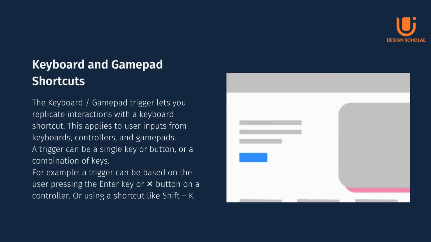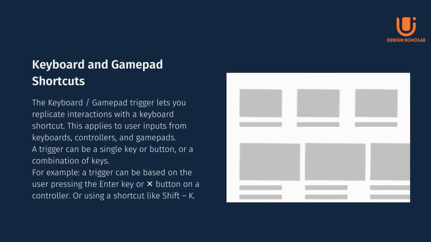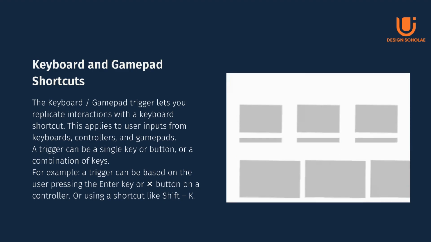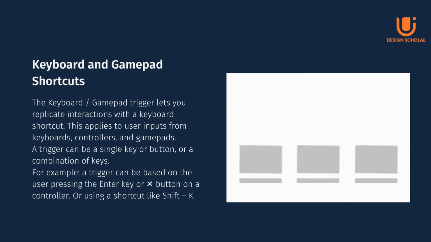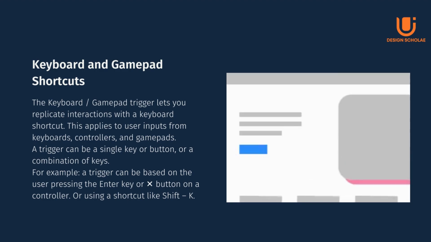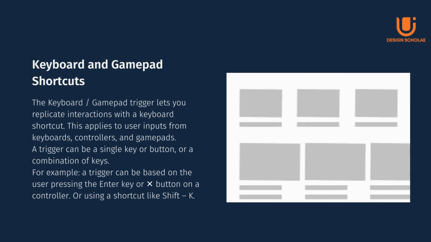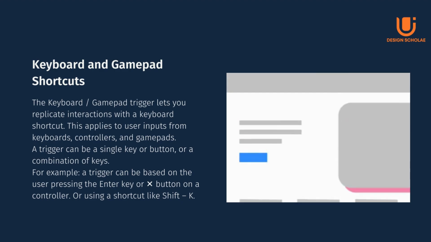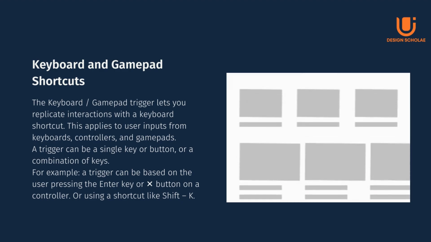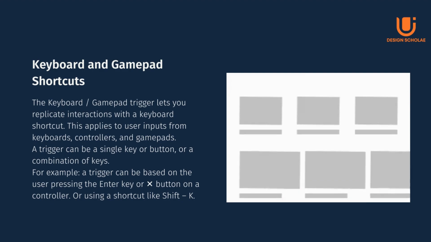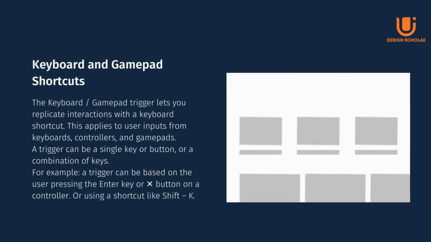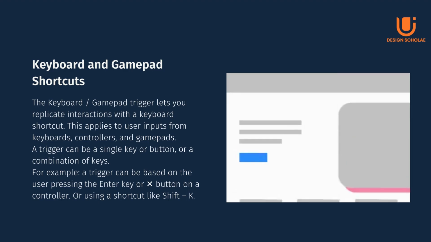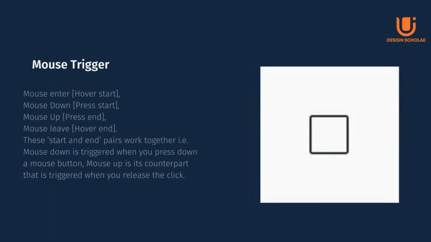Keyboard and Gamepad shortcuts. The keyboard or Gamepad trigger lets you replicate interactions with the keyboard shortcut. This applies to user inputs from keyboards, controllers, and gamepads. A trigger can be a simple key or button or a combination of keys. For example, a trigger can be based on user pressing the enter key or X button on a controller or using a shortcut like Shift K.